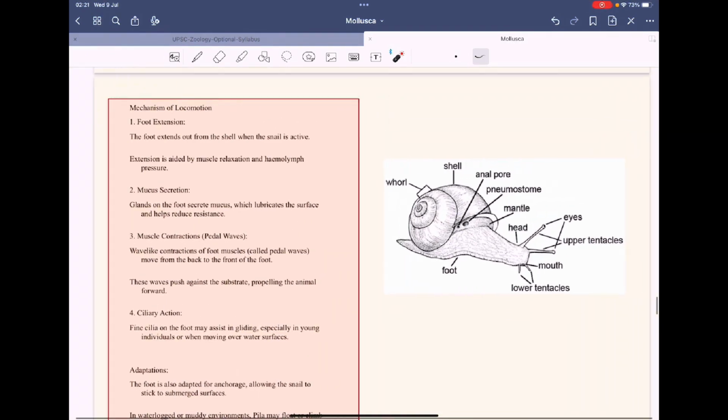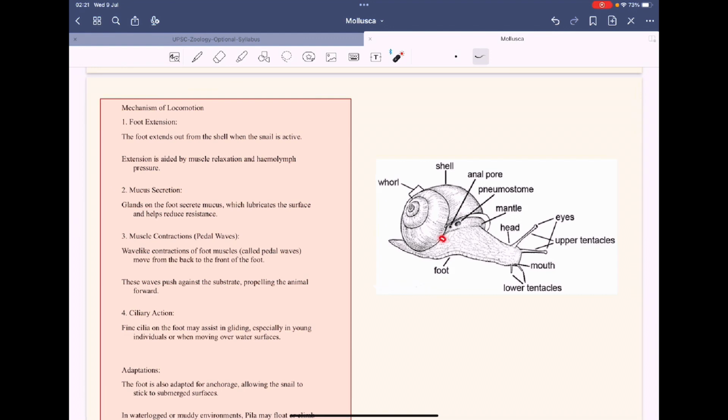After this, you need to understand about locomotion. Locomotion is simply through the foot. In the case of pila, the foot will extend out from the shell when the snail is active. Otherwise, it will remain retracted inside, and it happens as the hemolymph flows through the foot. It will pressurize the foot to come out. There will be mucus secretion in order to enhance lubrication. When you see the snail move, it secretes a mucus-like substance.